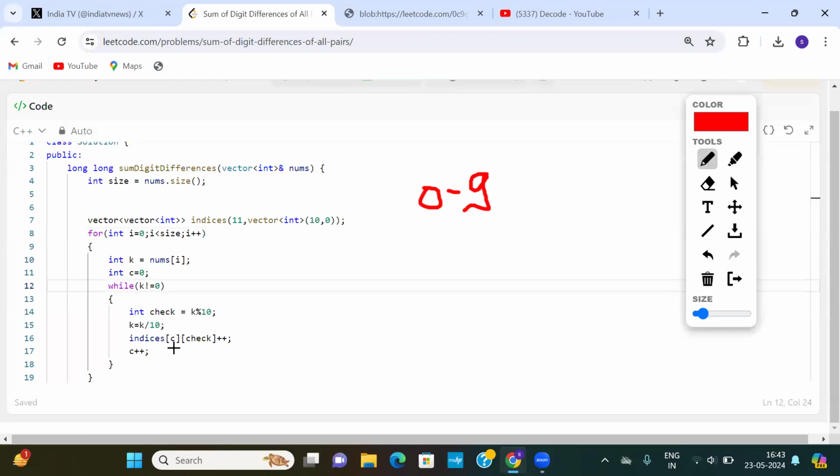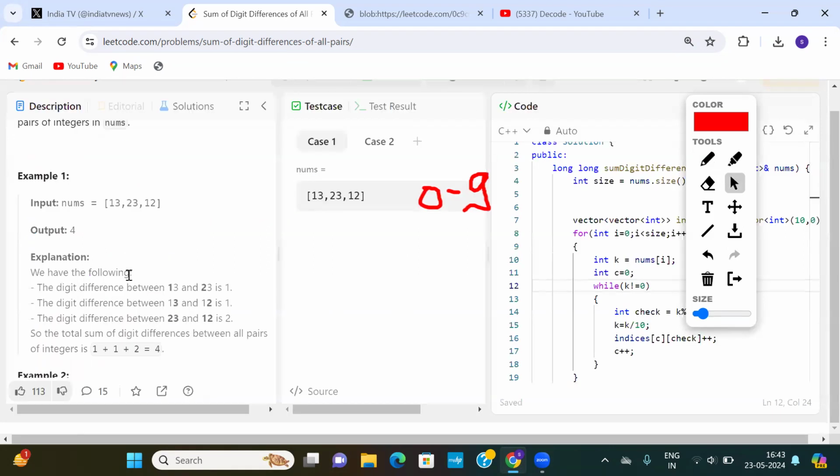Now indices at the index of c, at the index of check plus plus. This is very important. If you understand this thing, the entire question will be clear to you. Indices at the index of c. What does c denote? C denotes the position of that particular digit. So in this case, we are doing it like this. This will be the 0th digit, this will be the first digit. 3 will be the 0th digit, 1 will be the first digit for every number. In 23, 3 will be the 0th digit, 2 will be the first digit. In 12, 2 will be the 0th digit, 1 will be the first digit. So we are calculating from the right hand side.